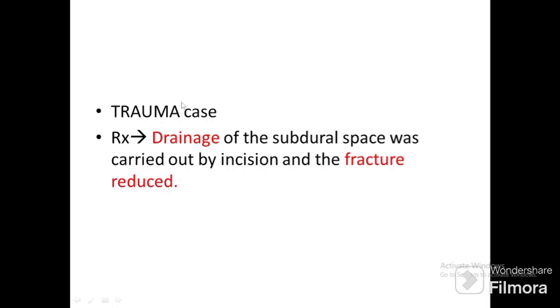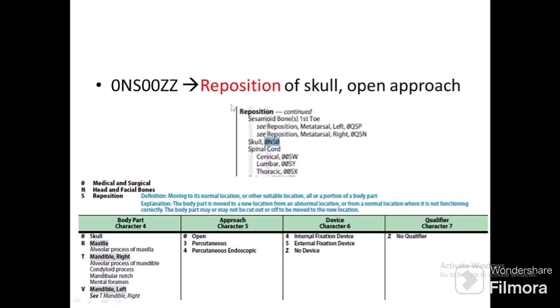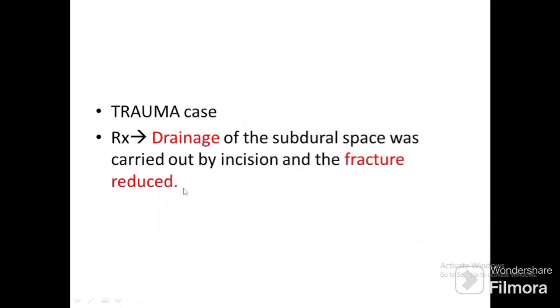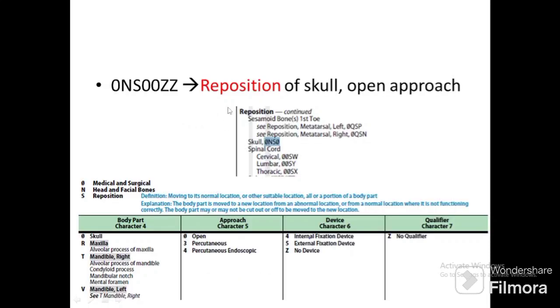And next, let's have a look at a trauma case, where the drainage of subdural space was carried out by incision, and the fracture was reduced. So in the trauma case, the patient might have a fracture, and for that fracture, drainage of subdural space was done by incision. So fracture reduced and drainage of subdural space was done. There are two procedures. So first we should code for fracture reduction. So the root operation for fracture reduction will be reposition.